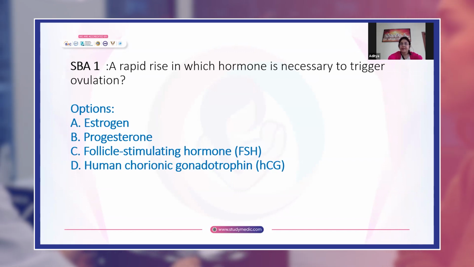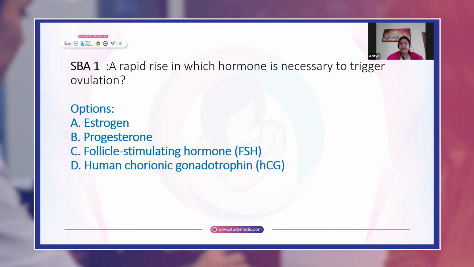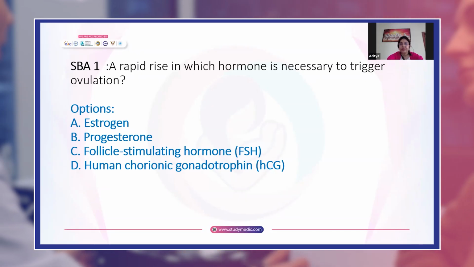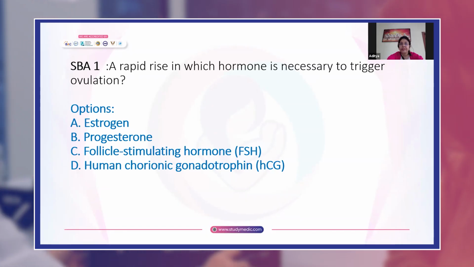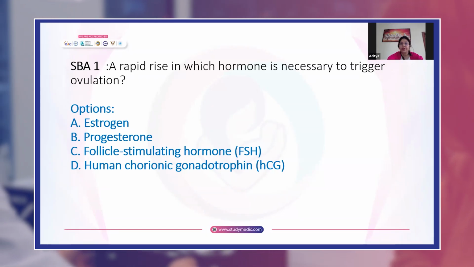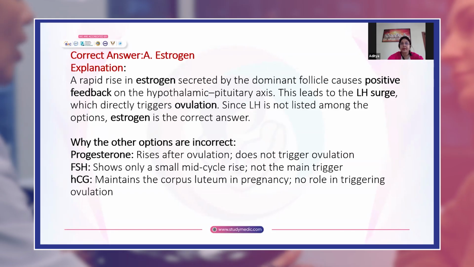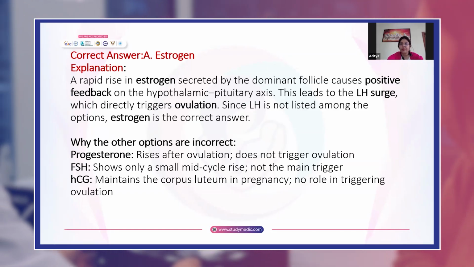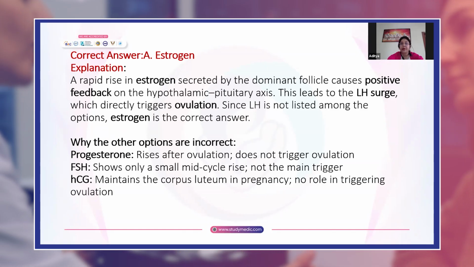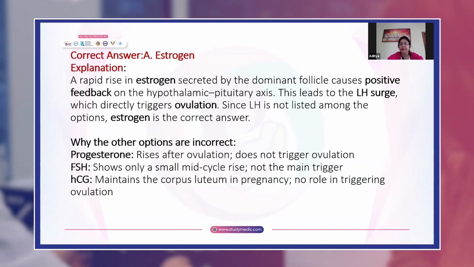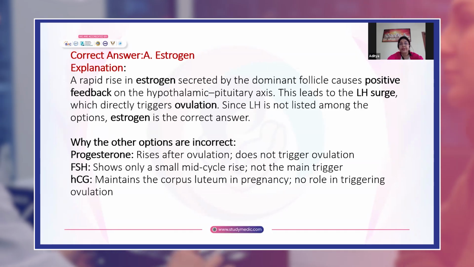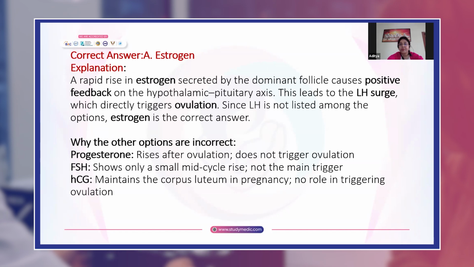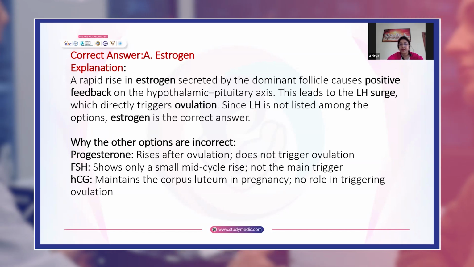Let's start the FPS. A rapid rise in which hormone is necessary to trigger ovulation? Options are estrogen, progesterone, follicular stimulating hormone, or human chorionic gonadotropin. The correct answer is estrogen. A rapid rise in the estrogen secreted by the dominant follicle causes a positive feedback on the hypothalamo-pituitary axis. This leads to the LH surge, which directly triggers ovulation. Since LH is not listed among the options, estrogen is the correct option.